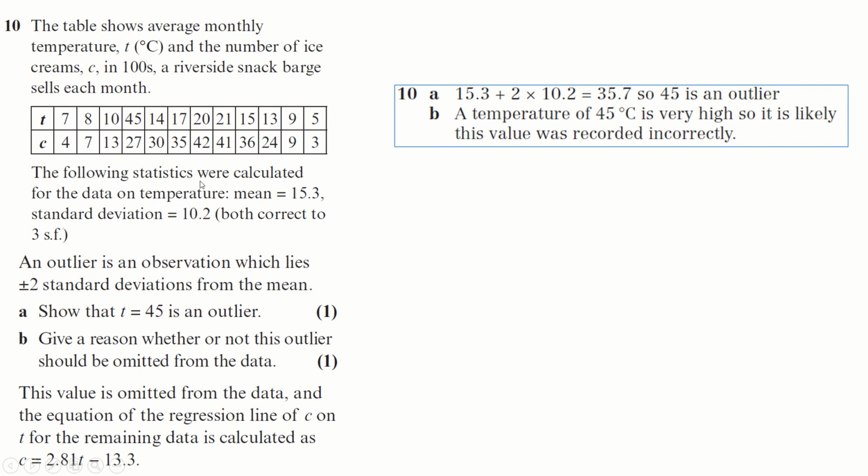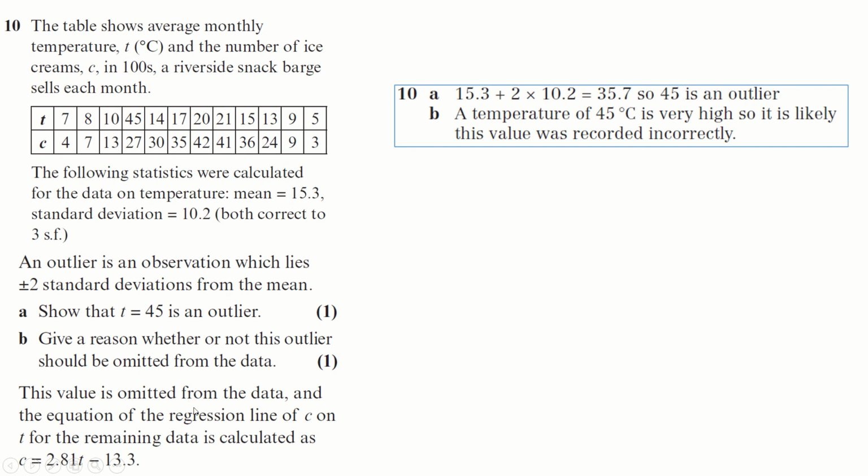The following data were figured out. We've got a mean of 15.3 and a standard deviation of 10.2. An outlier is observed at plus or minus 2 standard deviations from the mean. So if you add on 2 lots of 10.2, 45 is going to be an outlier. So add that on. Yep, that's an outlier. Why is it? Give a reason whether it should be omitted or not. Well, it's very, very high. If you've got other days surrounding it of 10 and 14 degrees, that seems like a mistake. Somebody wrote it down wrong. Perhaps it's 4.5, perhaps it's 15, who knows. So it seems like it should be excluded.